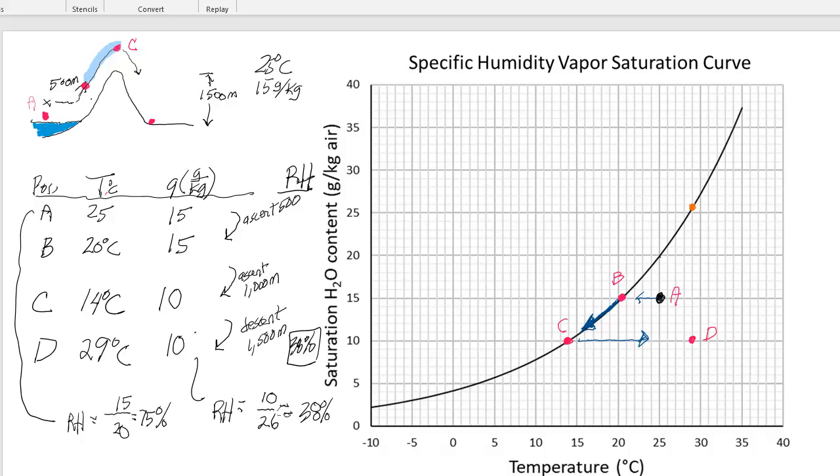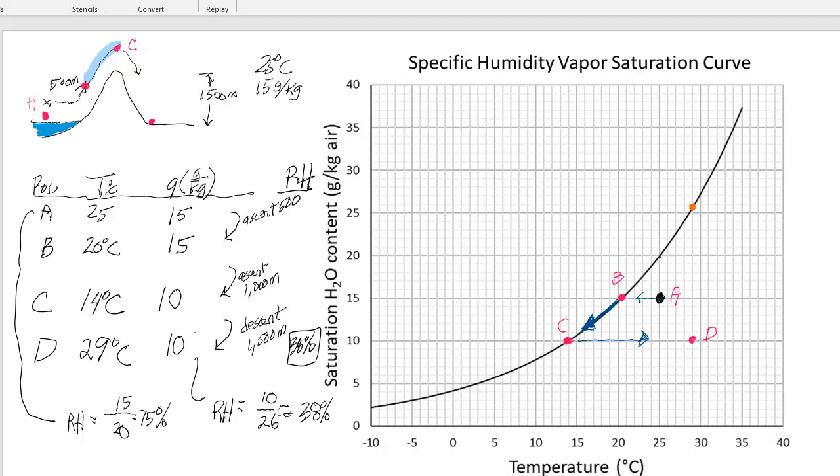It rose up over the mountains, during which time it precipitated a whole bunch of rain, and that dropped the relative humidity by the time it dropped back down to sea level to 38%. That difference reflects, of course, the rain that fell during the ascent. Also, one thing to think about, it's also warmer than it was initially. Where did it get that extra warmth?